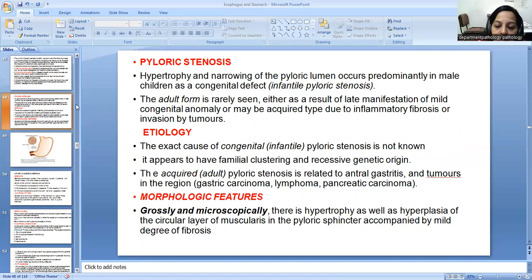The adult form is rarely seen, either as a result of late manifestation of a mild congenital anomaly or it may be an acquired type due to inflammatory fibrosis or invasion by tumors. Etiology: the exact cause of congenital or infantile pyloric stenosis is not known. It appears to have familial clustering and recessive genetic origin. The acquired pyloric stenosis is related to antral gastritis and tumors in the region. Morphological features include hypertrophy and hyperplasia of the circular layer of muscularis in the pyloric sphincter, accompanied by a mild degree of fibrosis.